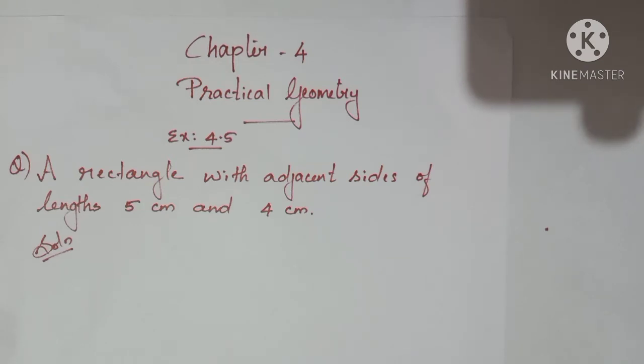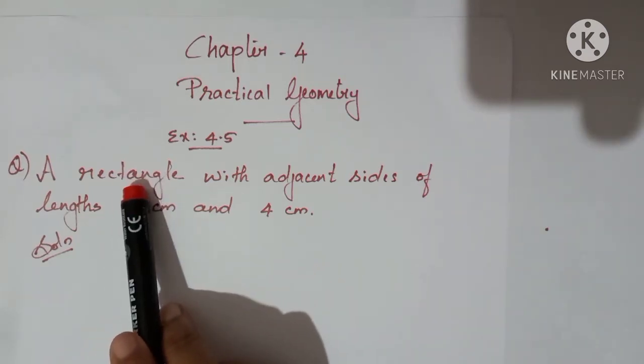Then in the last class we learned about some special cases. How to construct a square and a rhombus we have seen. So today we are going to see how to construct a rectangle. The heading was some special cases, right? In some special cases, the first two methods were how to construct a square and a rhombus, which we have seen by applying the properties of a square and a rhombus. Today we are going to see how to construct a rectangle.